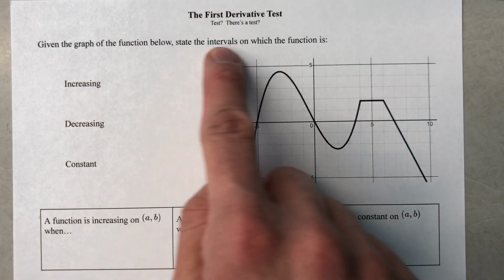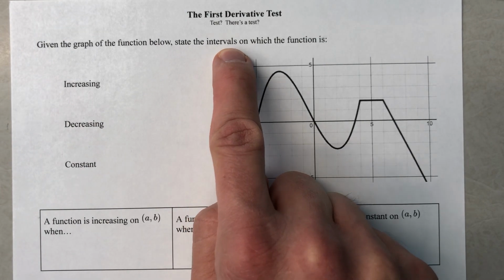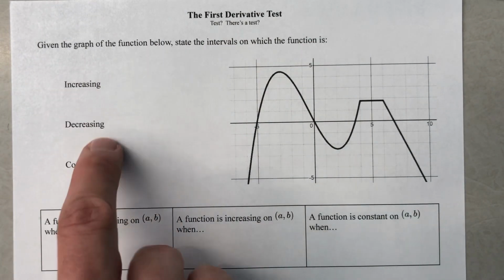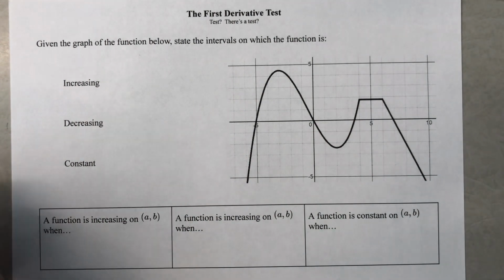So given the graph of the function below, state the intervals. I'm going to be referring to x values on which the function is increasing, decreasing, or constant. I think the constant one's going to kind of stare you in the face. I think it's somewhat obvious. So let's just jump right in.